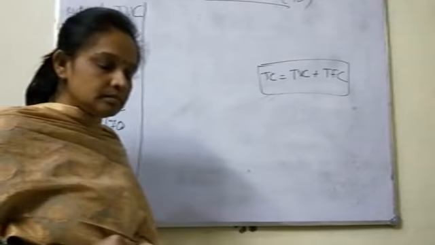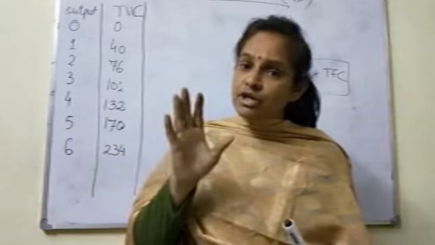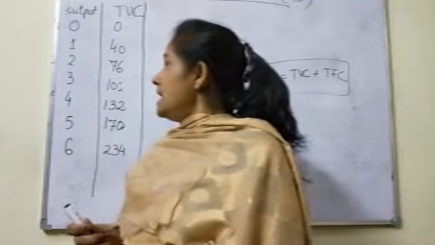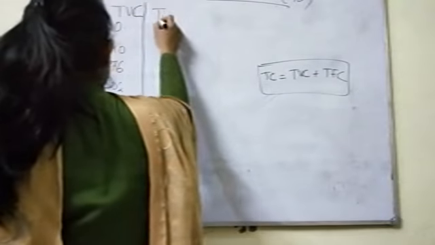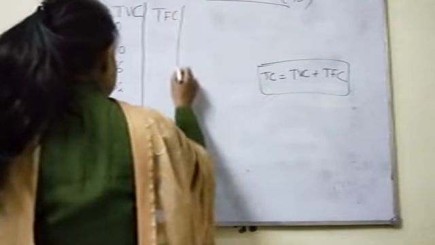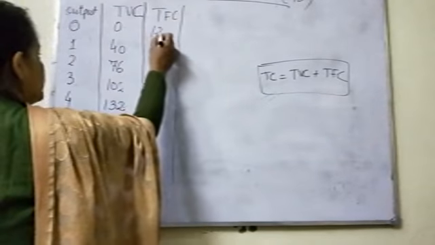Now, we'll use the schedule and we'll use the same values. Okay. Now, the TVC curve, TVC is there. Now you want TFC. TFC. What is TFC? It is 120.